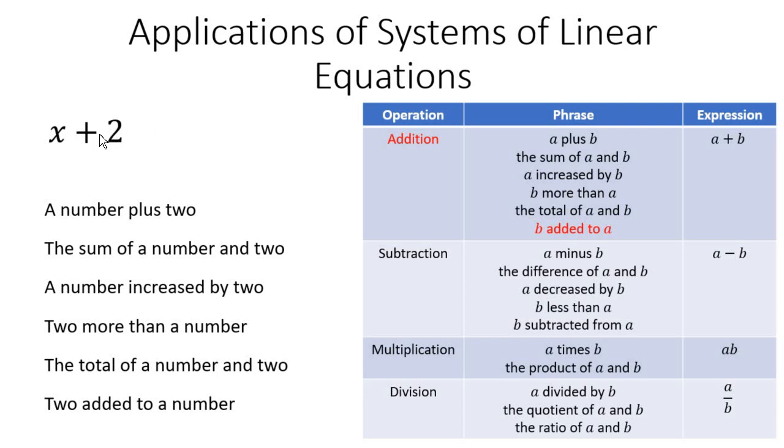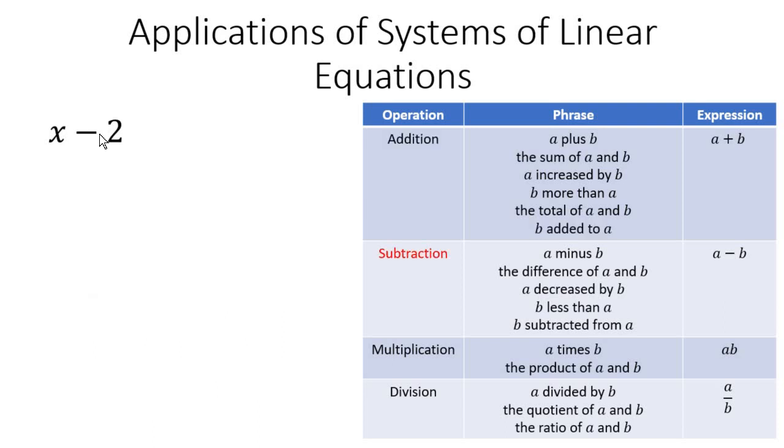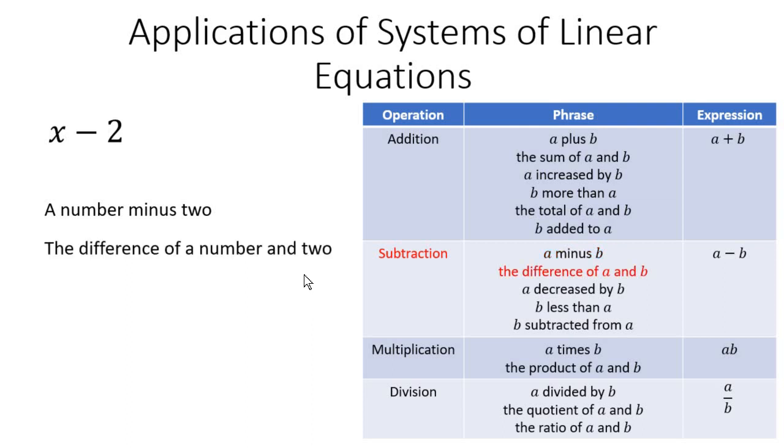Now let's take a look at some phrases that translate into x minus 2. Subtraction. So the first one would be a number minus 2. A number minus 2 is written as x, a number, minus 2. We could also write the difference of a number and 2. This is x minus 2. It's the difference of a number x and 2. We could also say A decreased by B, or a number decreased by 2.